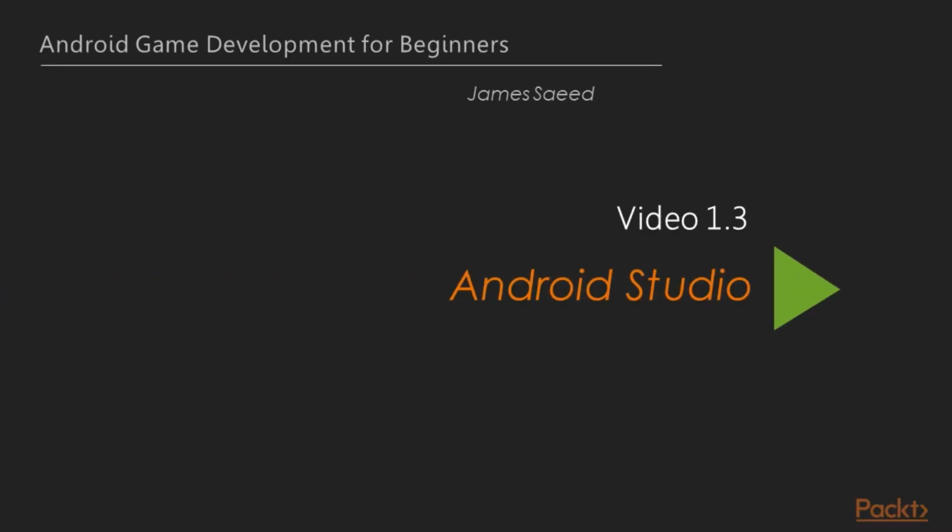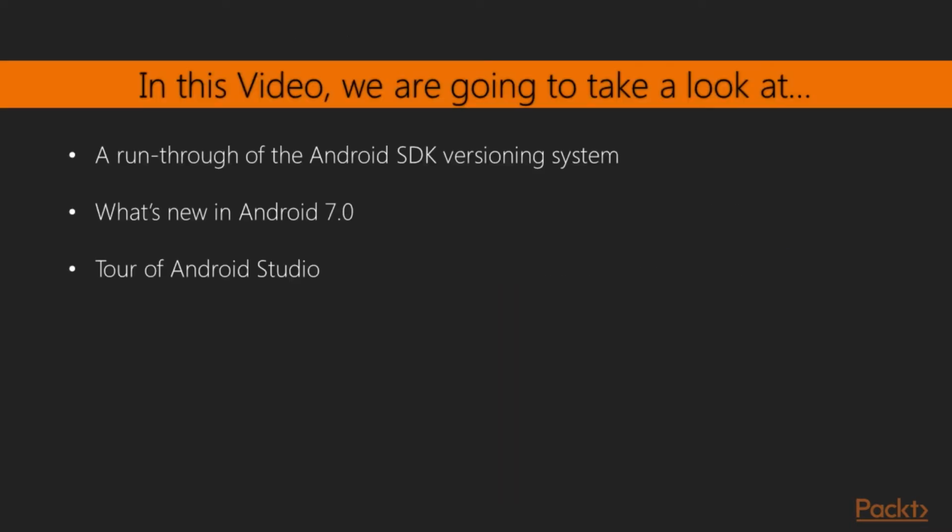In the previous video, we went ahead and set up and installed the JDK, the Android SDK, and Android Studio. In this video, we're going to talk about Android Studio. However, we're also going to delve a lot into how Android and its SDK works in terms of versioning. So we're going to look at a run-through of the Android SDK versioning system, and what API levels are, and talk about minimum SDK levels, what's new in Android 7.0 and what we can take advantage of, and a brief tour of Android Studio ready for the next video.